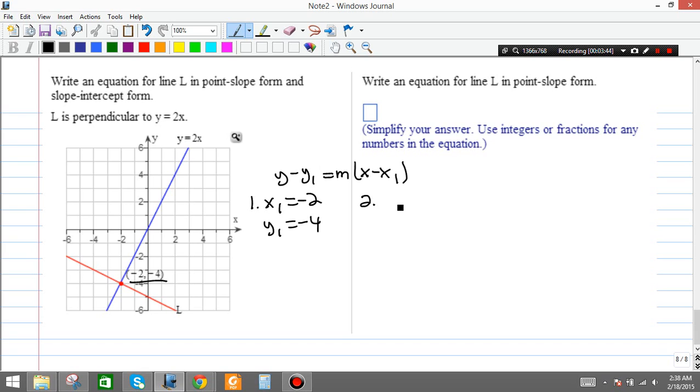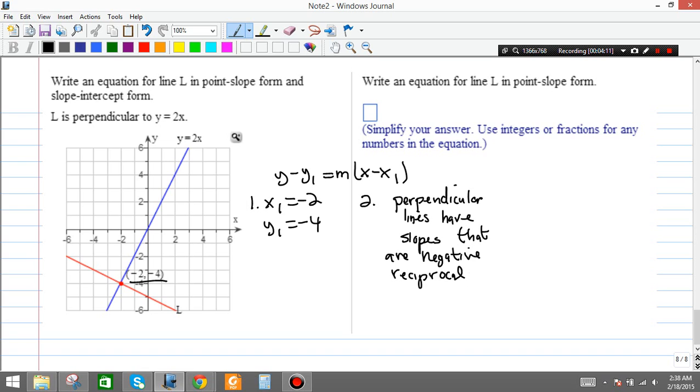Step 2, we need a remark that perpendicular lines have slopes that are negative reciprocals. So that means that if the slope of one line is a over b, then the slope of the perpendicular line is negative b over a. You have to flip the slope and change the sign.